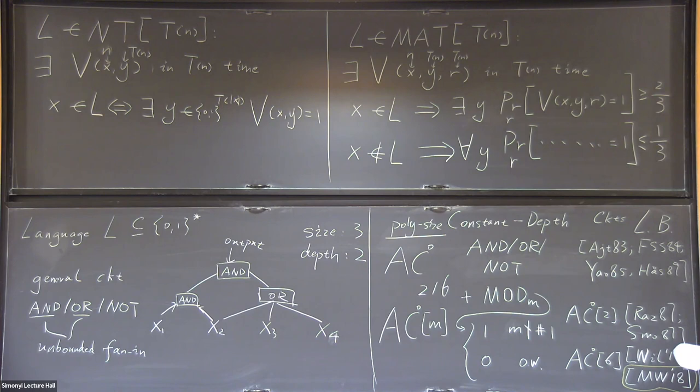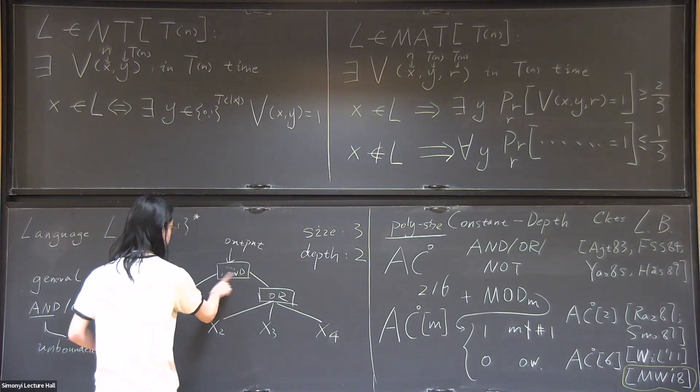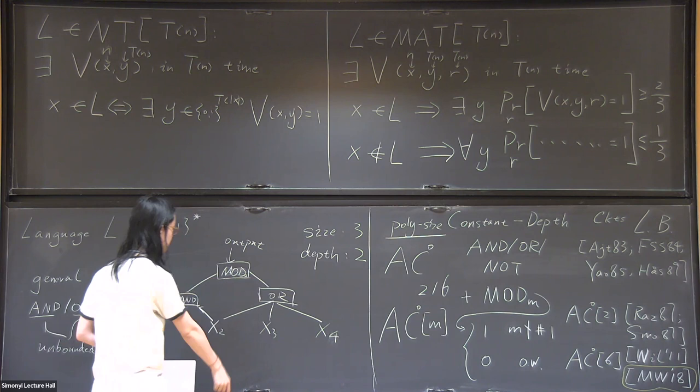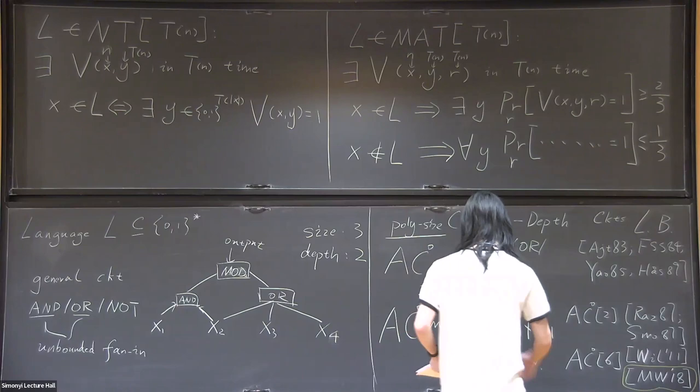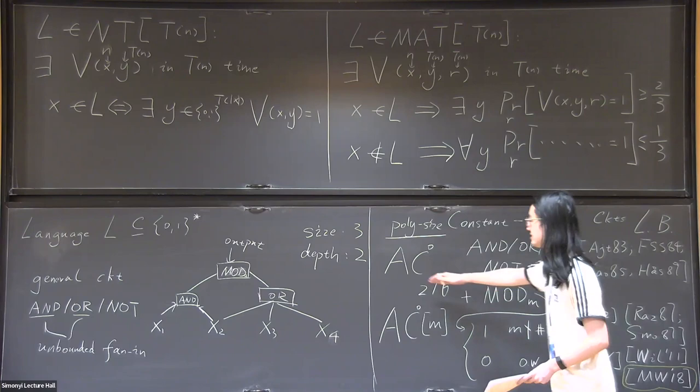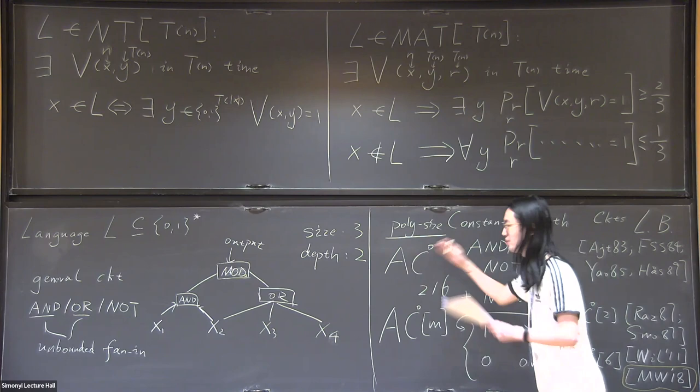So you're allowed to use mod M gates in your circuit. So okay, why study this? One reason is that now we know parity is hard for AC0. So maybe you can make the class slightly larger and see if we can prove a lower bound on AC0 plus parity gates. And the answer is yes.